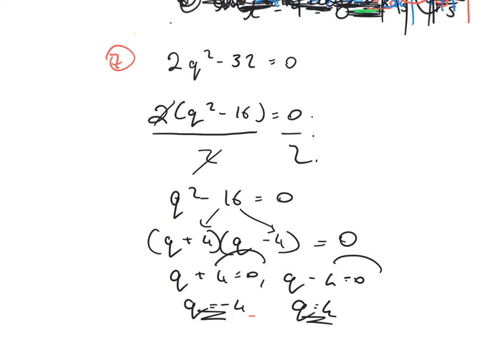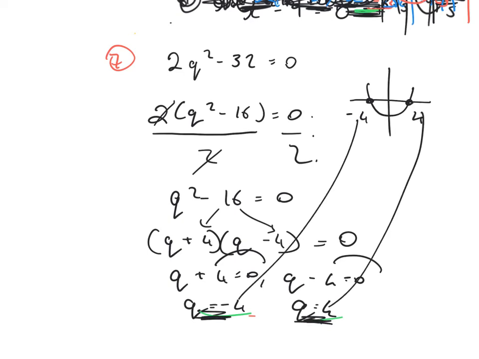Would this one be concave up or concave down? Well, it's a positive q squared this time, so it's concave down, and I've got a root at minus 4 and one at 4, so it might look something like this. Key thing to remember is that I'm solving to find roots. So that's that root and that root there.